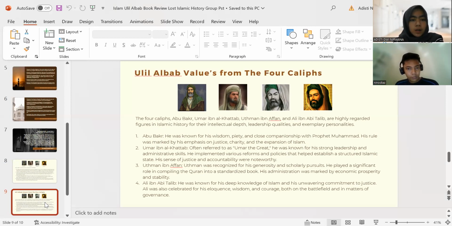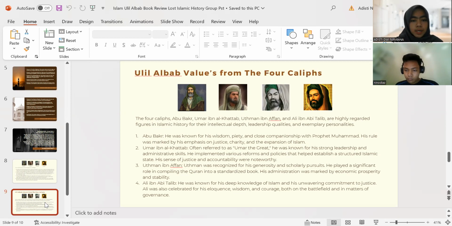The second one is Umar ibn al-Khattab, often referred to as Umar the Great. He was known for his strong leadership and administrative skill. He implemented various reforms and policies that helped establish a structured Islamic State, and his sense of justice and accountability were noteworthy. The third, Uthman bin Affan. Uthman was recognized for his generosity and scholarly pursuits. He played a significant role in compiling the Quran into a standardized book. His administration was marked by economic prosperity and stability.